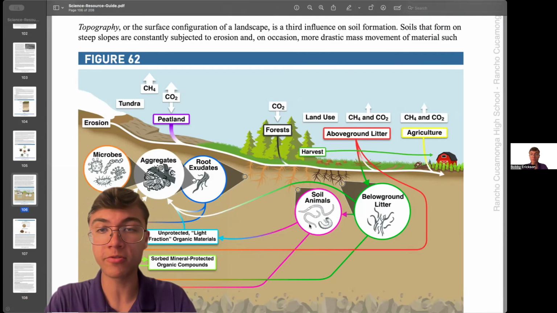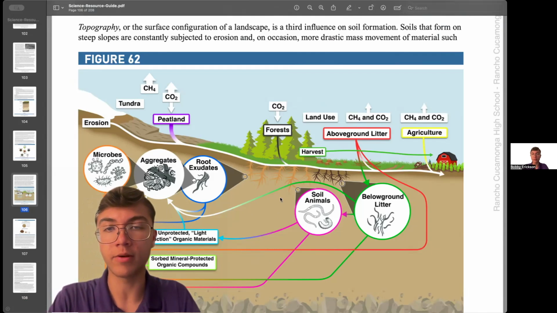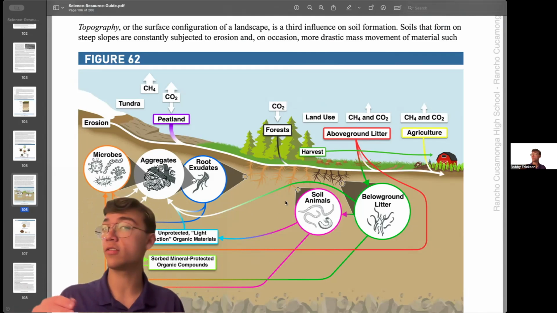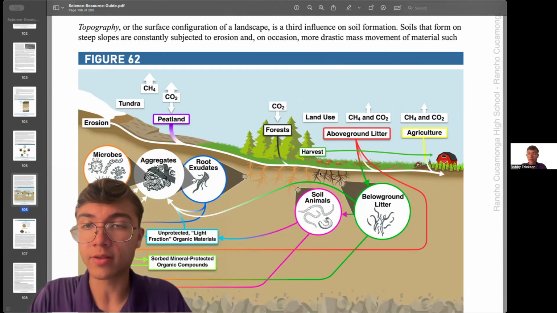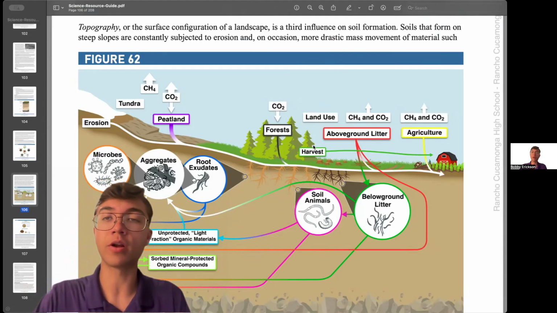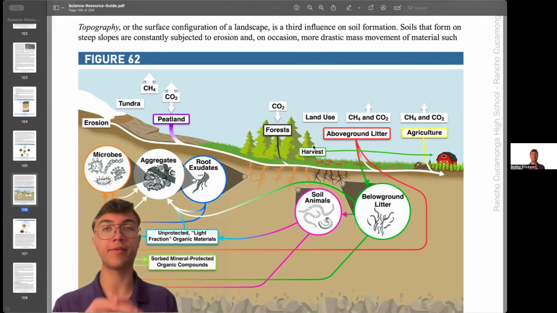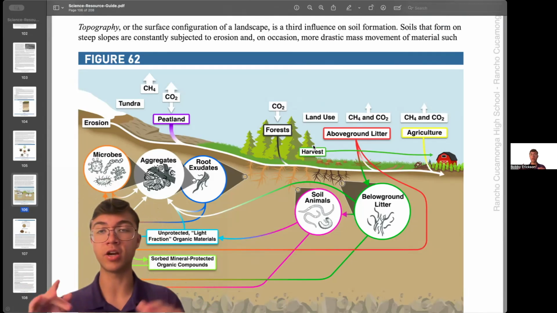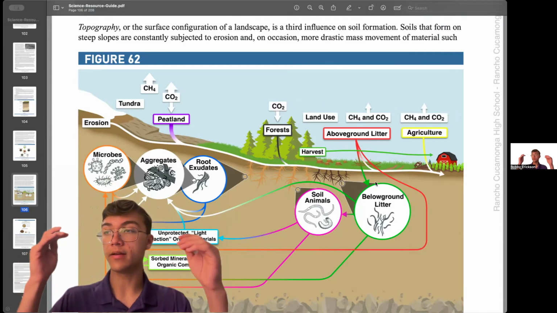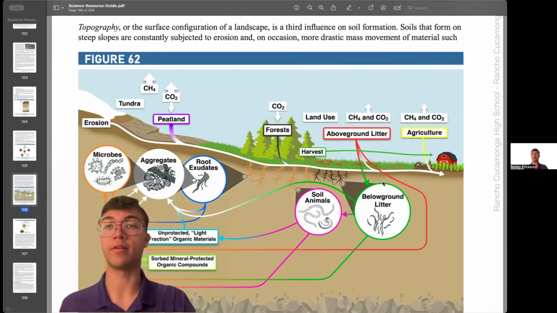Remember soil animals, we have things like earthworms here, which love swimming through that soil. And then we have below ground litter, which is a lot of that forest droppings. So in the forest, remember, we have that O horizon, which has a lot of leaves and organic matter at the very top, which can be falling down into lower layers of the soil.